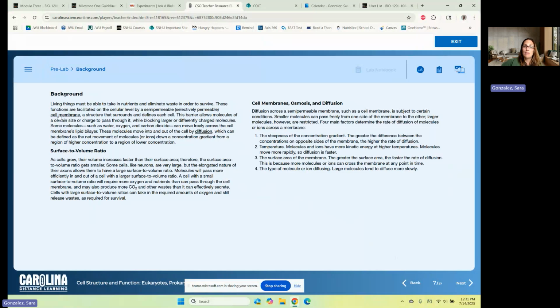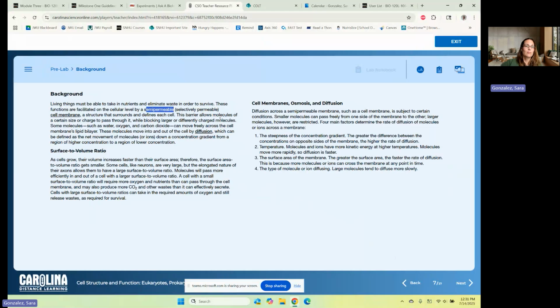So looking at cell membranes, what does this term here, meaning semi-permeable, mean? Some things are allowed to pass through, some things are not. Why is this important? Think of viruses. If every single virus that you have come across was able to infect your cells, that would not be a good thing. You'd be sick a lot or worse.